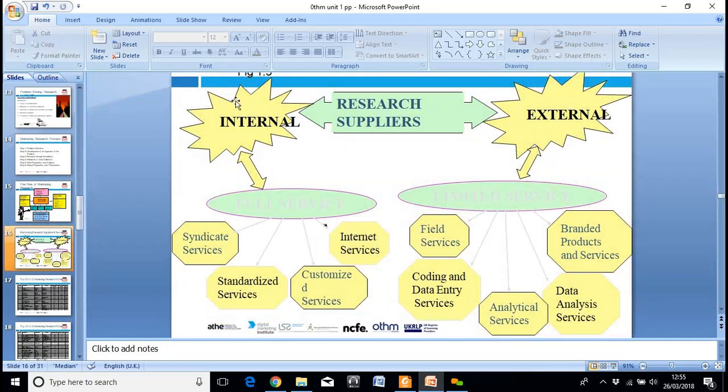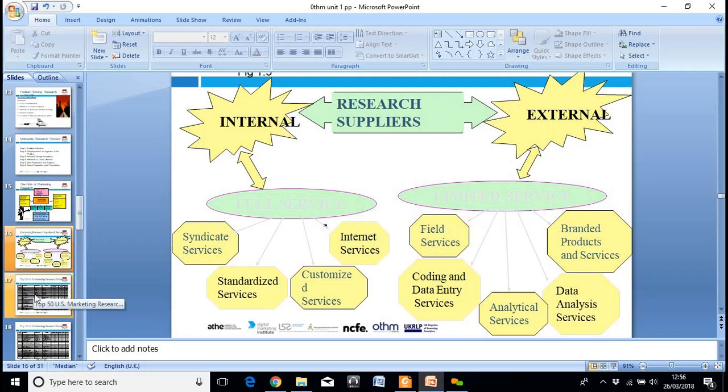So you're researching internal and external suppliers, syndicated services, standardized services, customized services, and internet services. Those are what you provide internally. Again, external is limited. So your coding and data entry service might be provided in-house nowadays, but a few years ago it would probably have been brought in by somebody who would do that for you. Branded products and services and data analysis services, those could be external, or suppliers of research would be external.